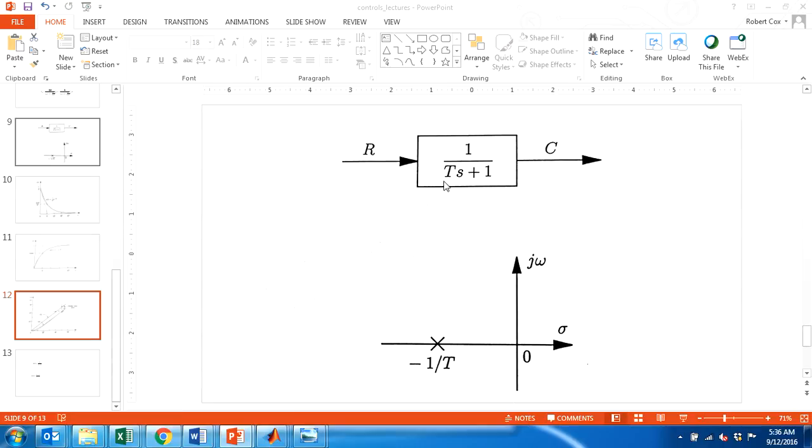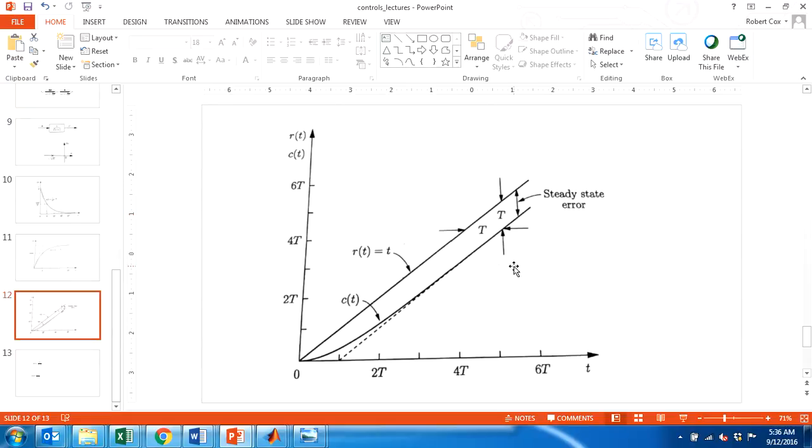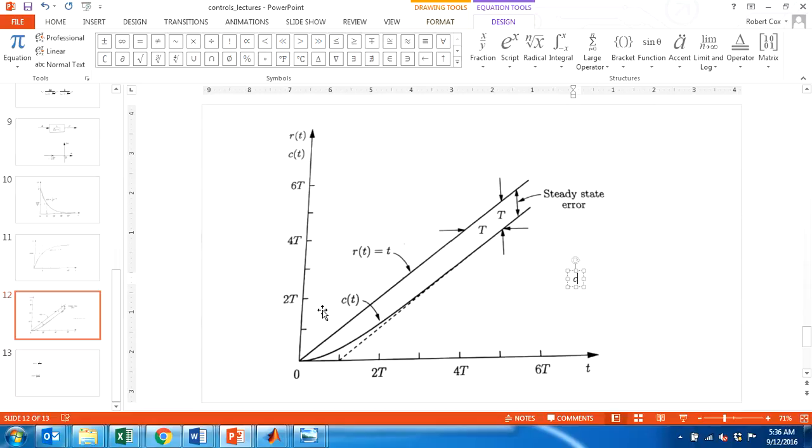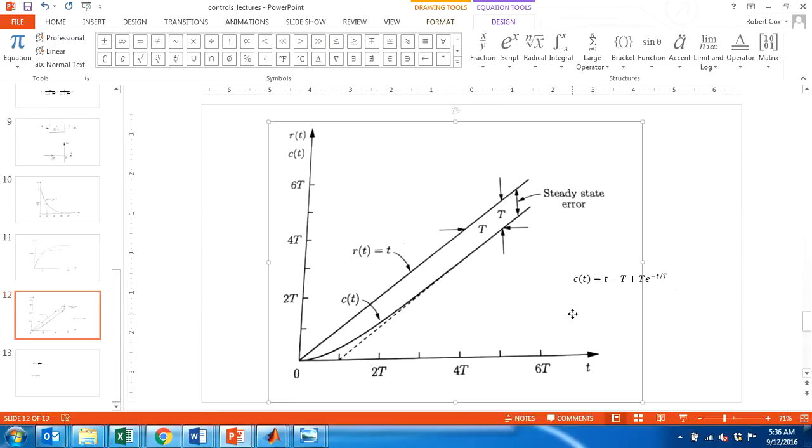Maybe I should write out that equation so you can see it. If I looked at what this equation was, what I would see is that C of t equals t minus capital T plus capital T e to the negative t over capital T, like that.